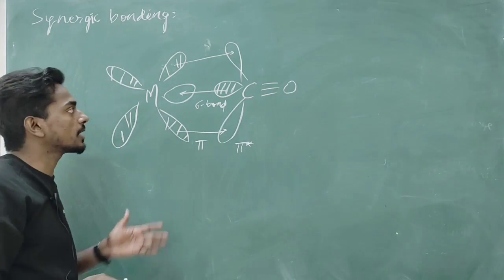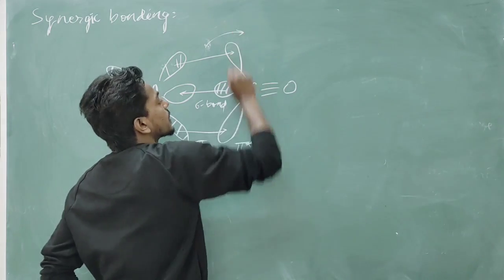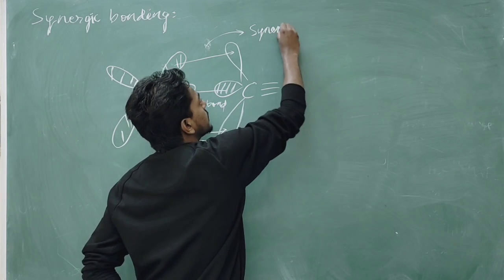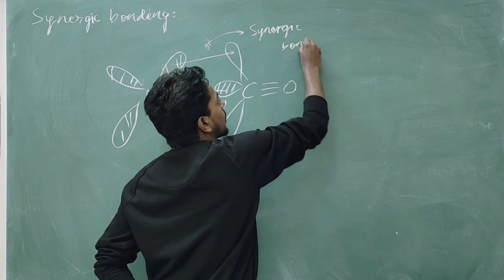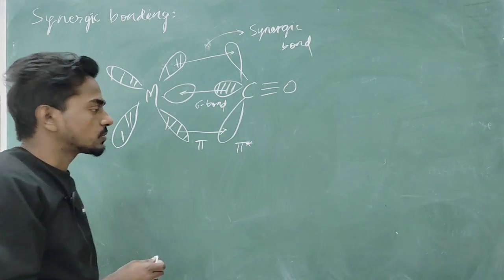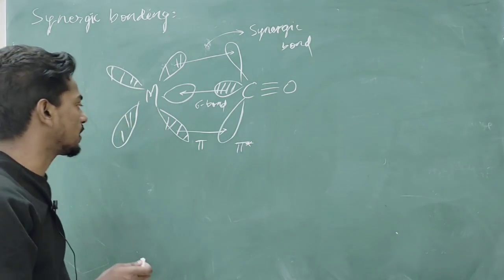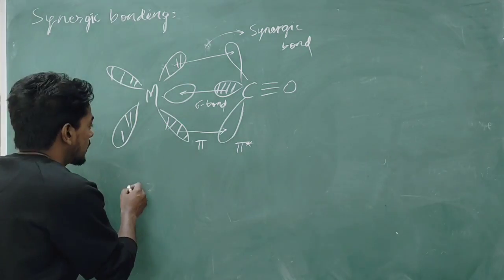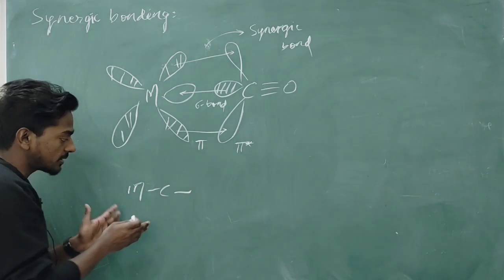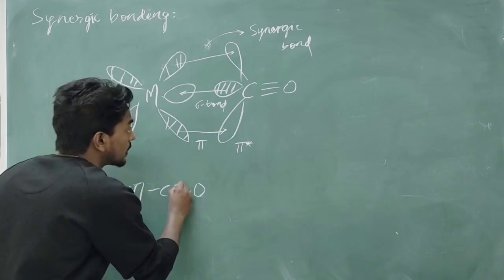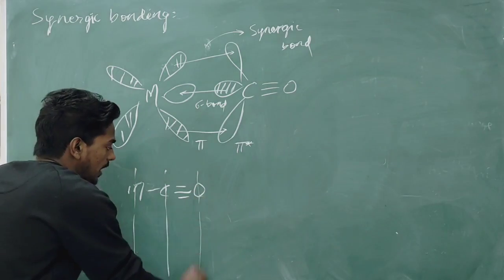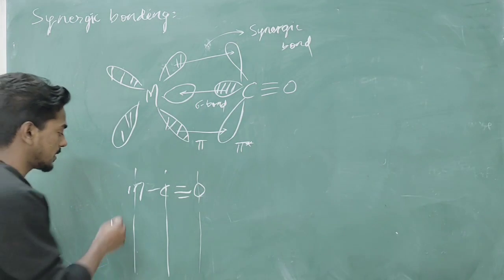It is also said to be back bonding in metal and carbonyl, and this special type of bond is called a synergic bond. This is also an example of back bonding. So due to the formation of synergic bonding, the metal and carbon bond strength, the bond order, increases, and the carbon and oxygen bond order decreases.